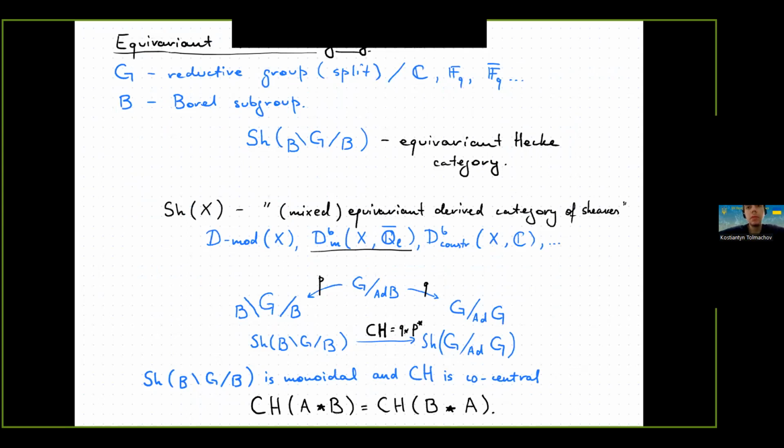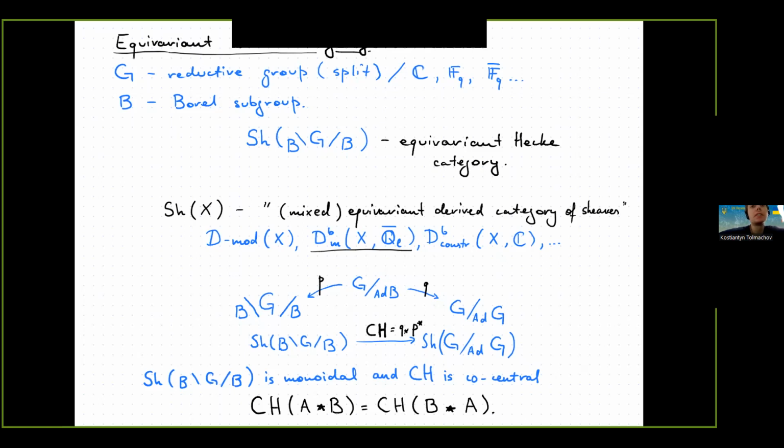So let me spell out more what I mean by the equivariant Hecke category. So now let G be some reductive group. We can take it over C, or we can take it split over some finite field, or we can take it over the algebraic closure of the finite field. There are many different settings in which you can work, and in some sense, many of the results do not depend on the setting. I will maybe say a little bit more about it.